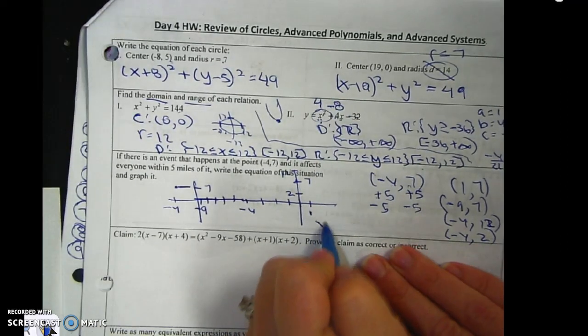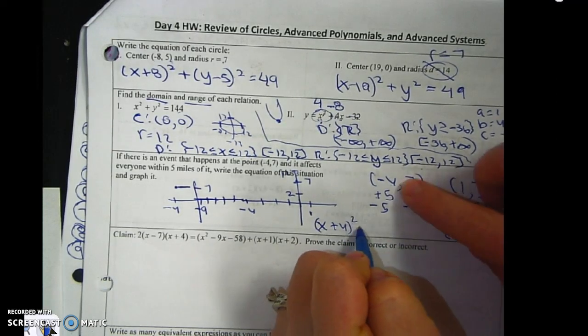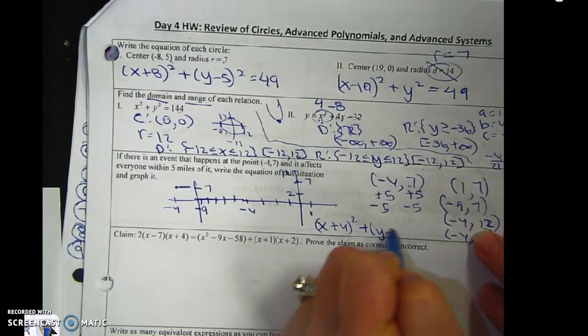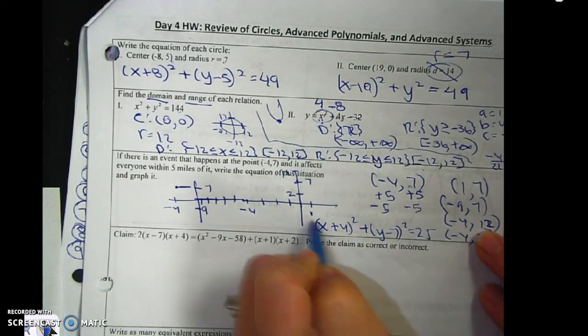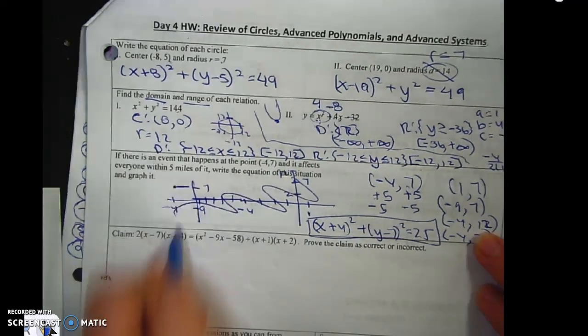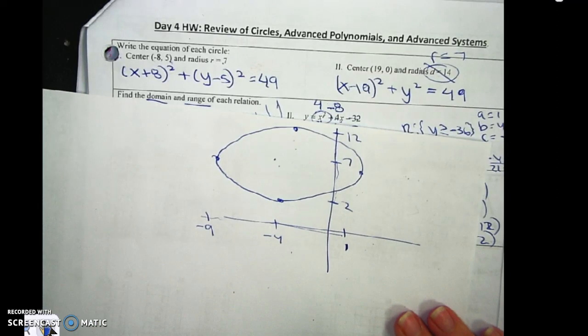That's what that graph looks like. And then the equation would be x plus 4 squared plus y minus 7 squared equals 25 because that's the radius squared. So ignore those ugly graphs and look at this a little bit better one.